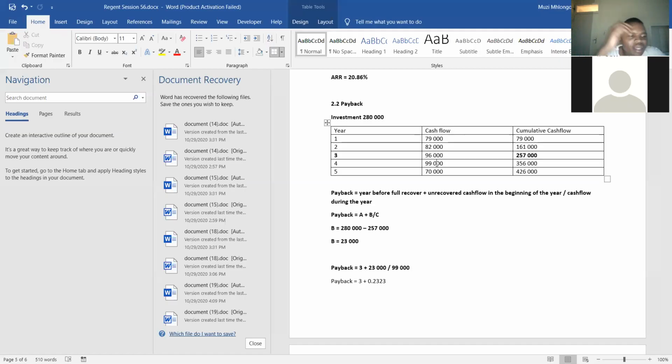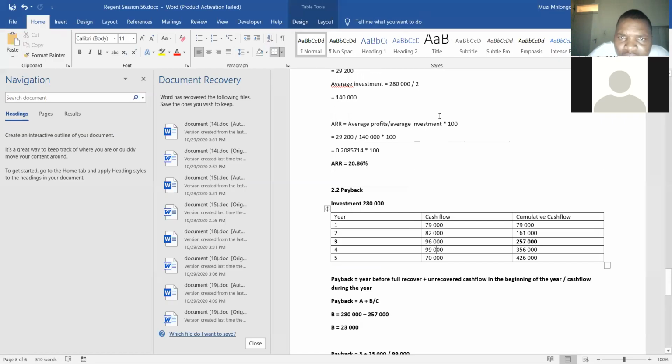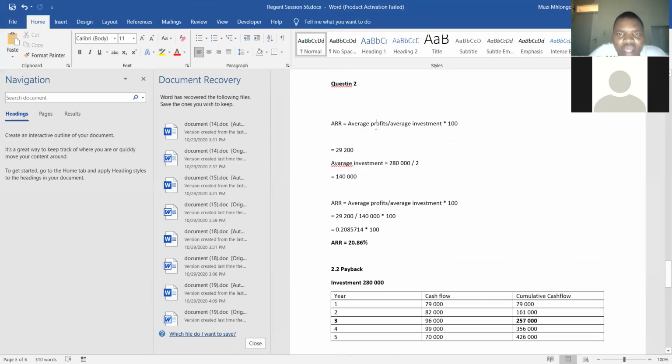In the case when you want to calculate the average rate of return, which is the AIR, it's the opposite. What if we are given the cash flows? You need to convert those cash flows to net profit, which in that case you need to subtract the depreciation.